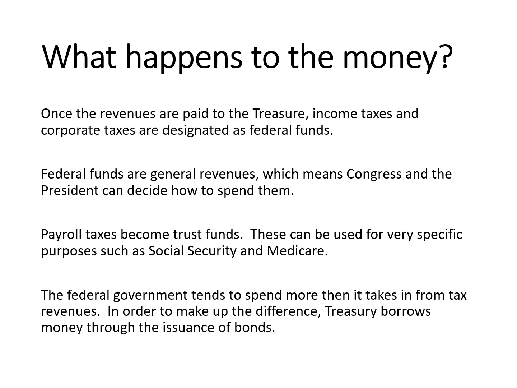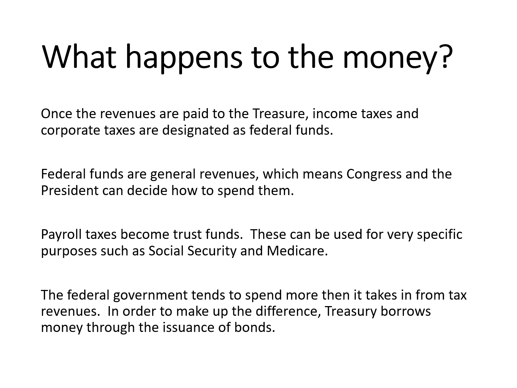So what happens to the money? Once the revenues are paid to the treasurer, income taxes and corporate taxes are designated as federal funds. These federal funds are general revenues, which means that Congress and the President can decide how to spend them. The payroll taxes become trust funds, and these can be specifically used for purposes such as Social Security and Medicare.